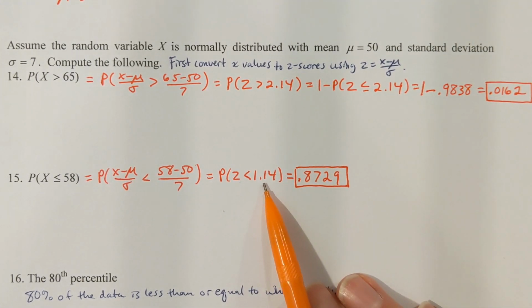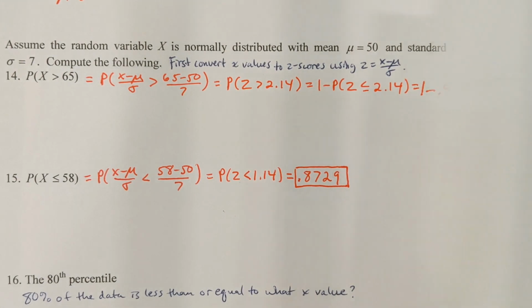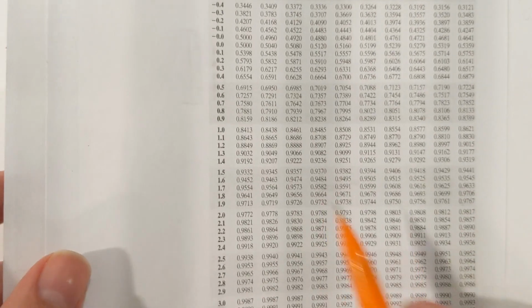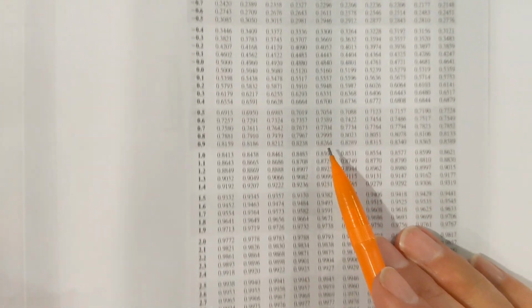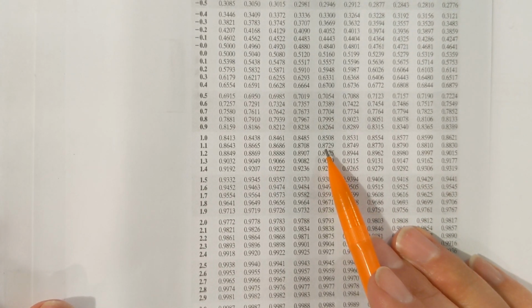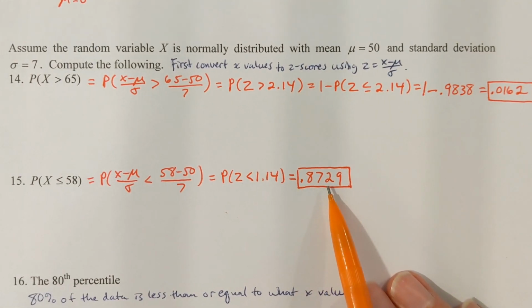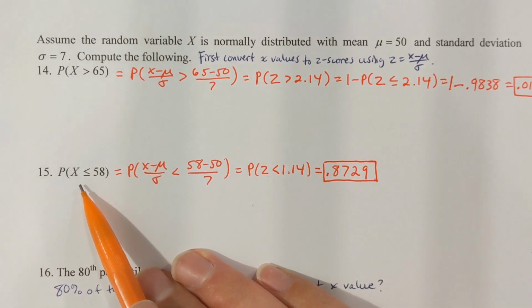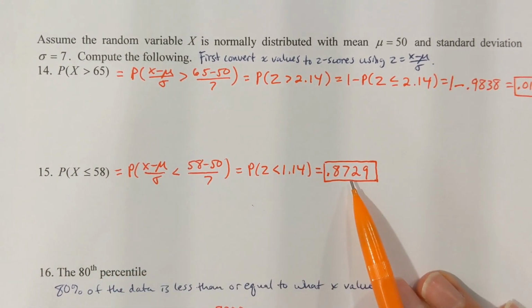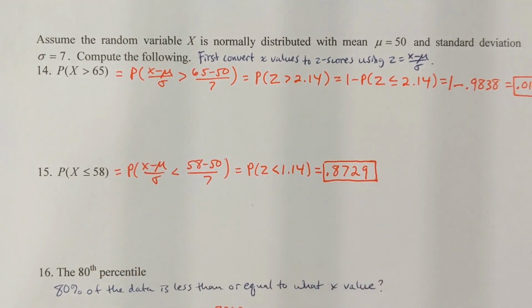And this one, we're already talking about area to the left, so let's go to the table and look up our answer. The area to the left of 1.14, here's 1.14. When you match that, I'm getting 0.8729. 0.8729 is my answer. So the probability that x is less than or equal to 58 is 0.8729. Again, we don't know what x represents, but this is really just kind of a computational exercise here.